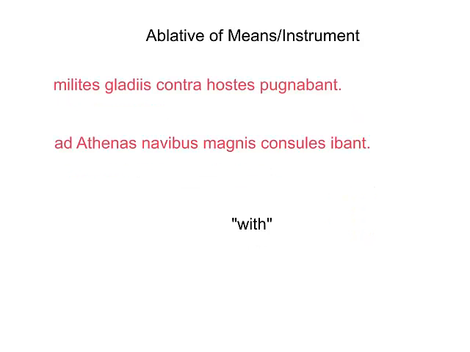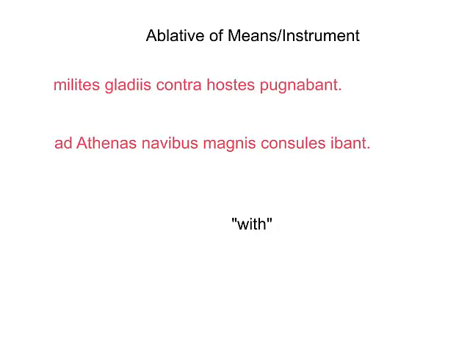One very common use of the ablative is the ablative of means or instrument. So this is usually some kind of physical object with which someone is performing some action. So in this first sentence, we have milites gladiis contra hostes pugnabant. So the soldiers were fighting against the enemies with swords. Here we have an ablative of means or instrument. Ad Athenas navibus magnis consules ibant. The consuls were going to Athens in or with big ships.